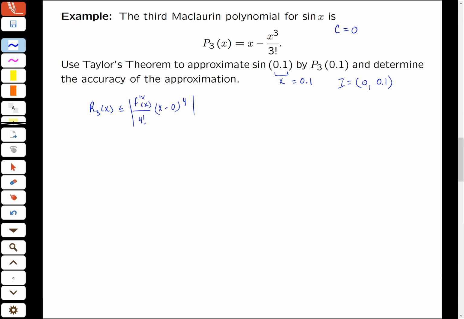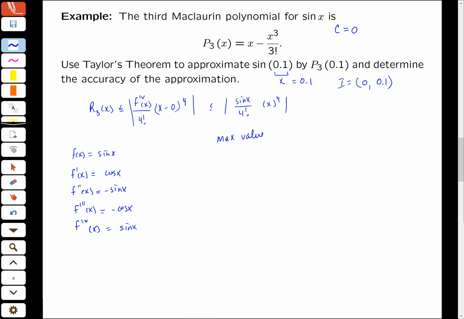So let's find our maximum value. The first thing we have to look at is, if f of x equals sine x, what is f prime of x? Cosine x. What is the second derivative? Negative sine x. And what's the third derivative? Negative cosine x. And what is the fourth derivative? So we're back at the beginning. This is going to be sine x. So for the maximum of the error, I'm going to look at sine x over 4 factorial. But what is the maximum value of sine x? What's the maximum of sine? 1.